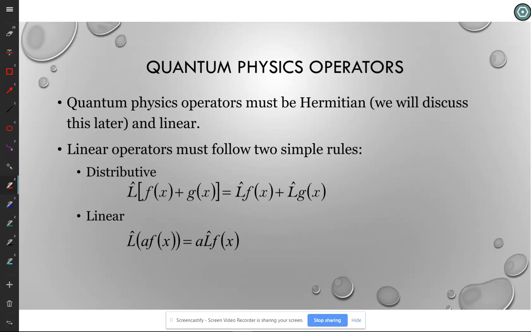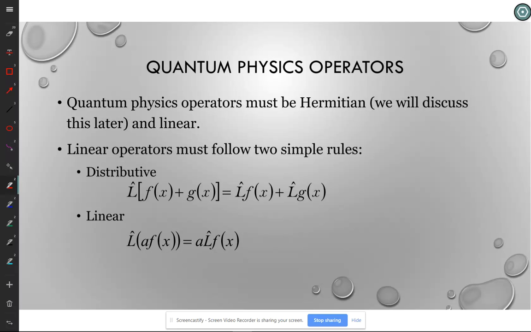One behavior is you need to have the distributive property. If I have an operator, so this L hat is my operator, acting on function f of x plus function g of x, there are two different functions, that's why it's f and g, it has to equal the operator acting on the first function plus the operator acting on the second function. Not all operators do that. So that's one test. And the other one is, if I have the operator acting on a constant times a function, that has to give me the constant times the operator acting on the original function.